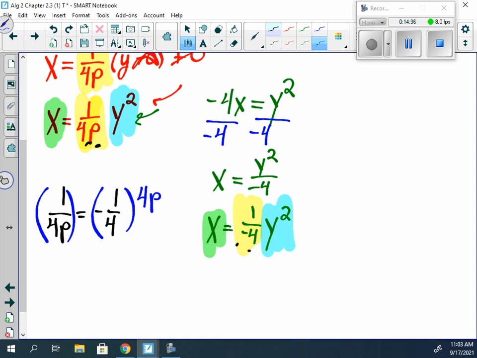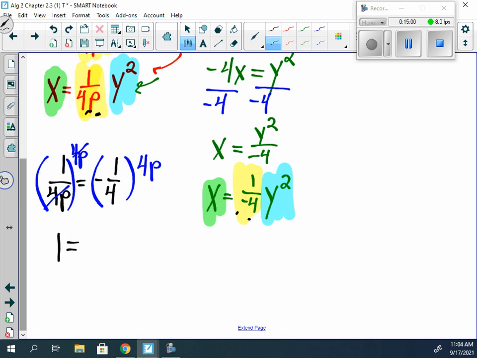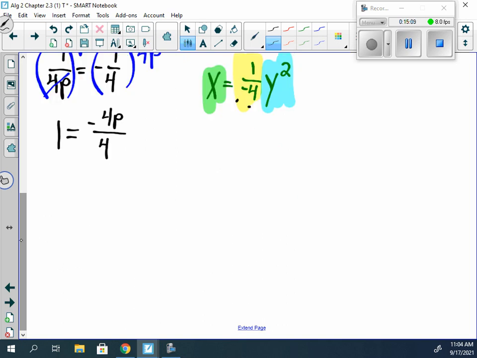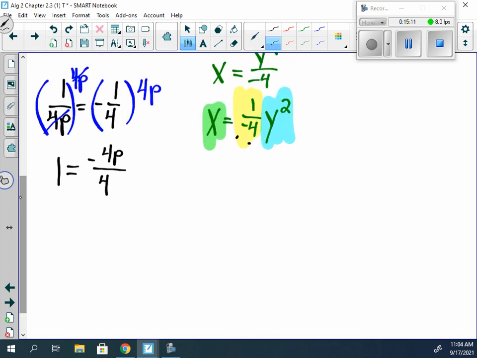Our first main step is going to be multiplying both sides by 4p, because we need that 4p out at the bottom of the fraction. Well, here 1 over 4p times 4p, the 4p and 4p would cancel, leaving me with 1 is equal to negative 1/4 times 4p, which would give us negative 4p over 4. Any questions on this here?